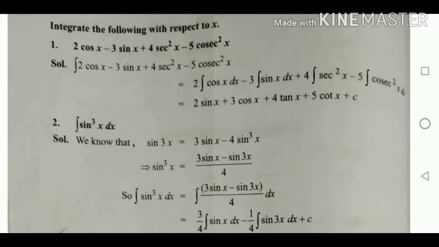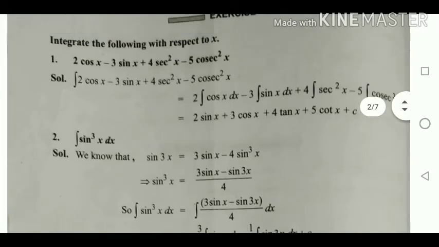2 into integration of cos x, we get 2 sin x. Minus 3 into integration of sin x; when sin x is integrated, we get minus cos x. Already minus 3 is there, minus into minus becomes plus, so plus 3 cos x. Plus integration of secant square x becomes tan x, therefore 4 tan x. Minus 5 cosecant square x: integration of cosecant square x gives minus cot x. Here minus already is there. Minus 5 into minus cot x, we get plus 5 cot x plus c.